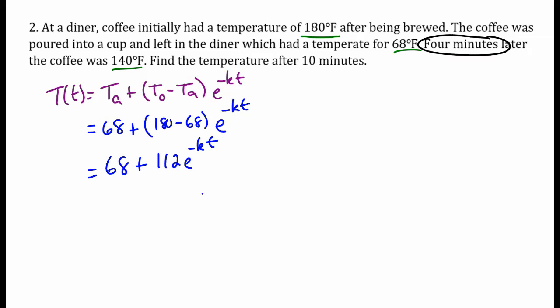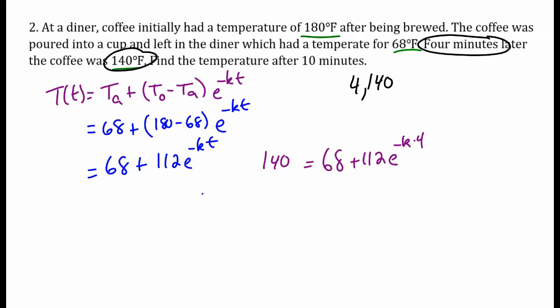4 minutes later, the coffee was 140 degrees. So let's plug that in. 4 minutes later, it equaled 140 degrees. And now we solve this equation for k to get our decay constant, and we're going to have to end up using logs because it's trapped in the exponent.